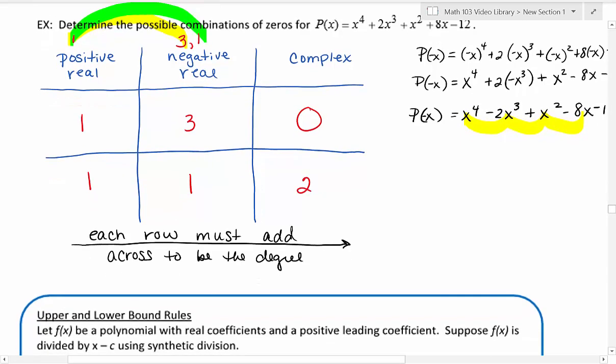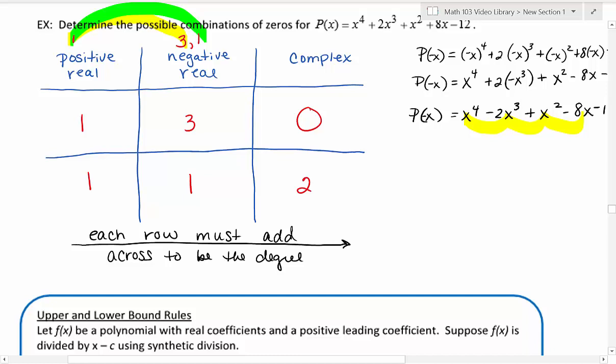How does this table help me make educated choices on which possible rational zeros to test? Well, our rational numbers are real numbers, so we're only looking at the first 2 columns for guidance. You want to avoid columns that have zeros in them, because then there's no chance of having that type of number, so let's just avoid no chance. So my first recommendation: avoid the columns that have zeros in them.